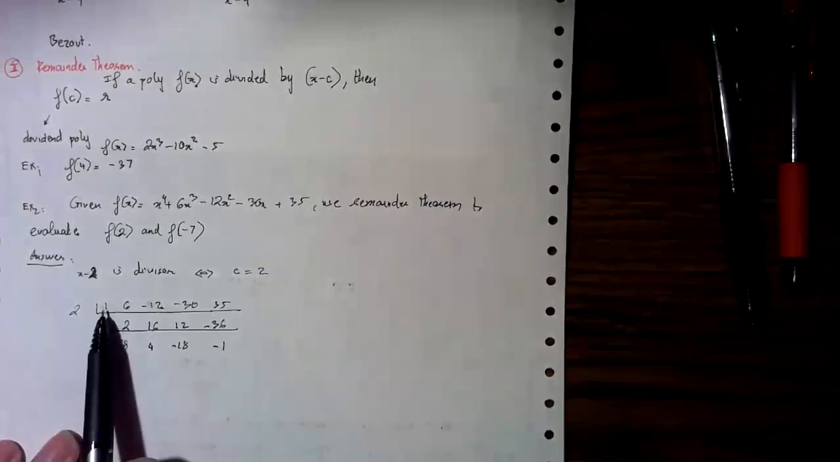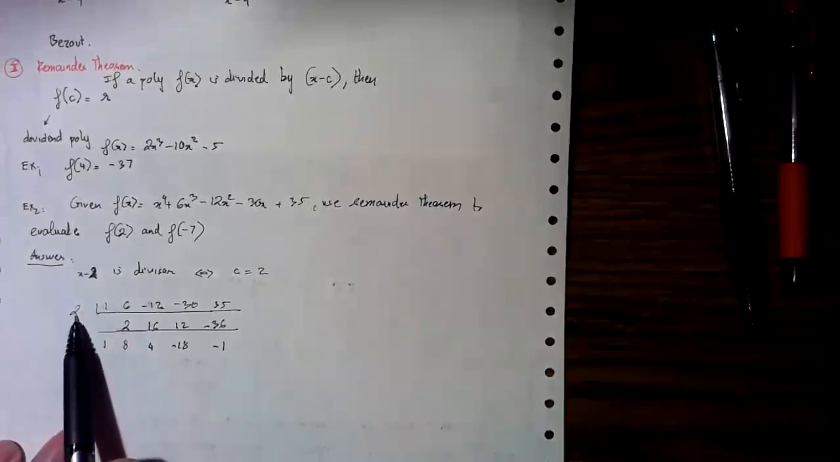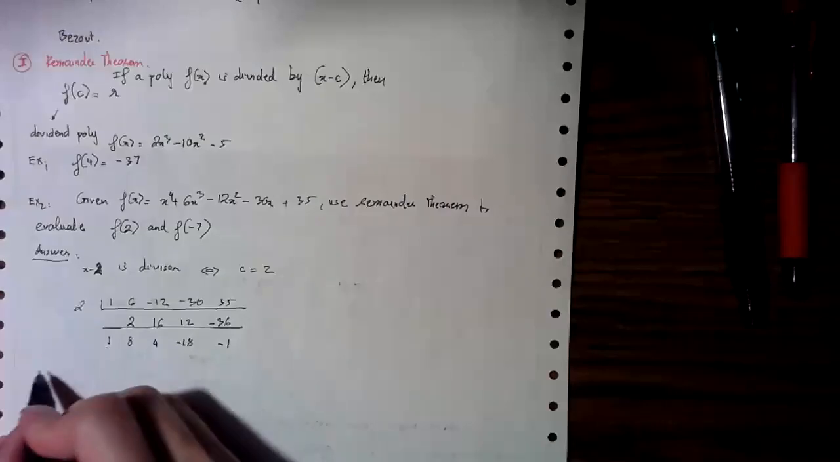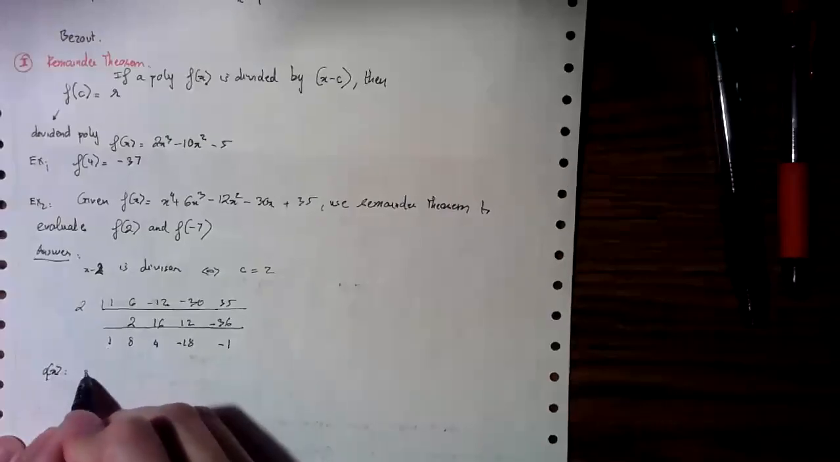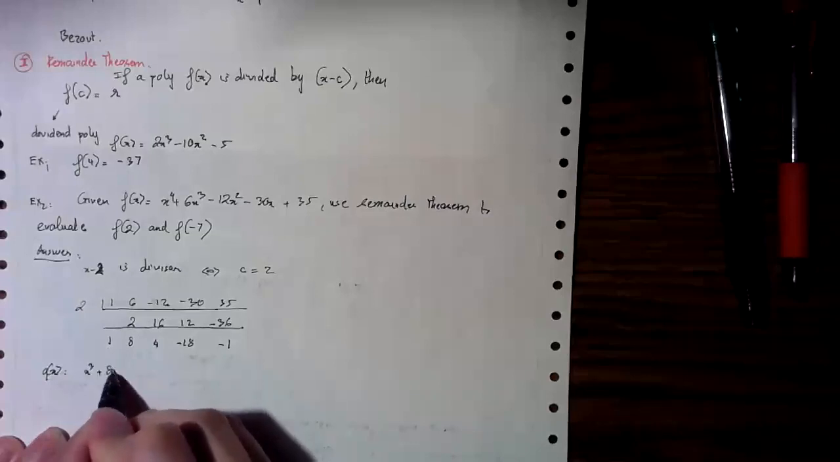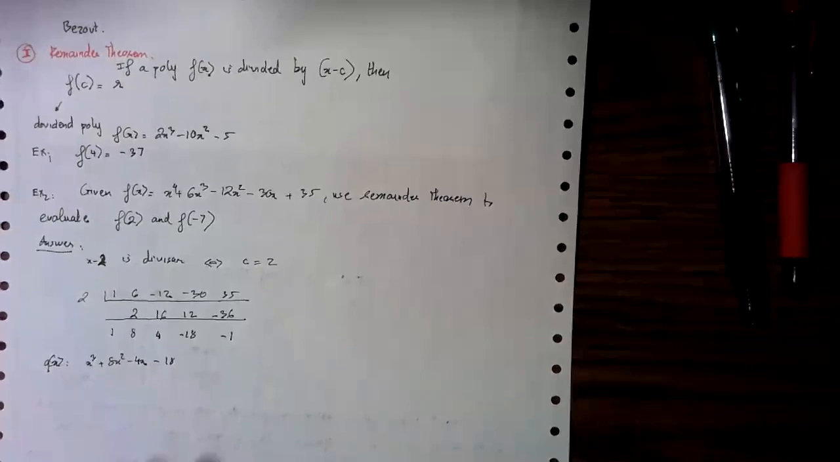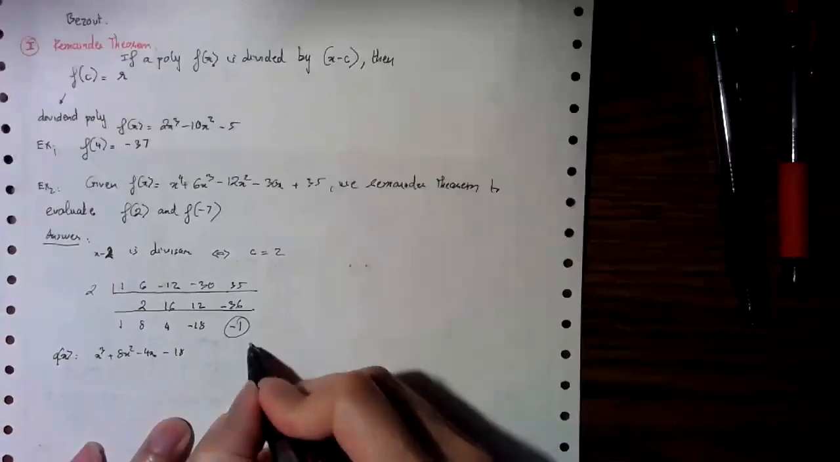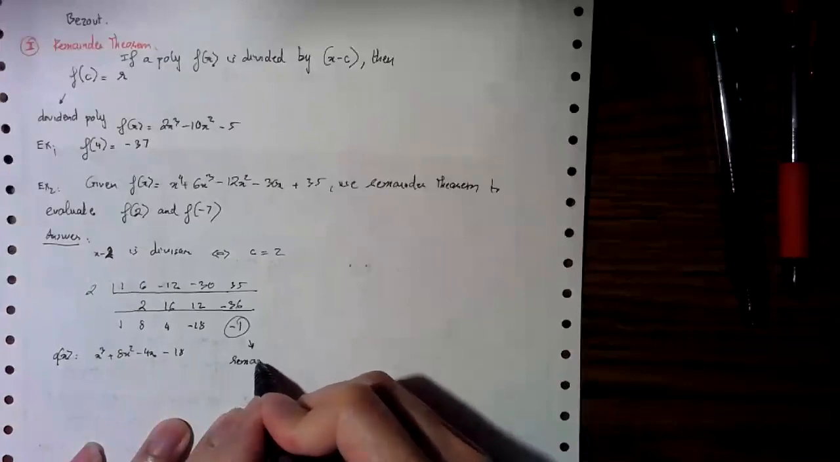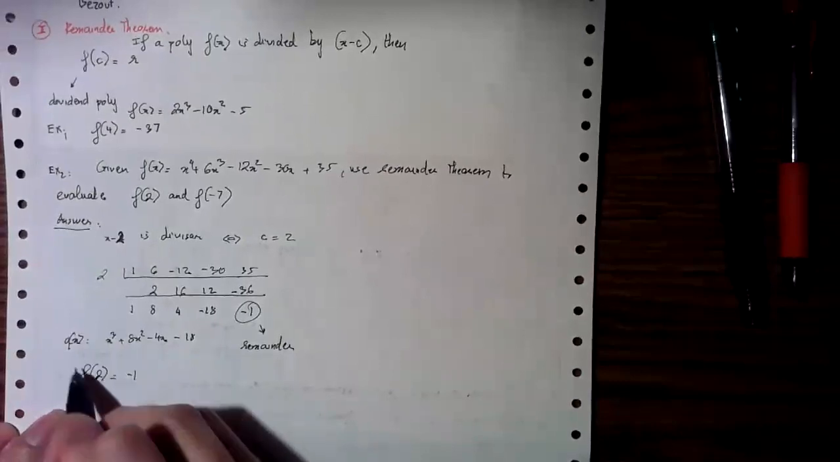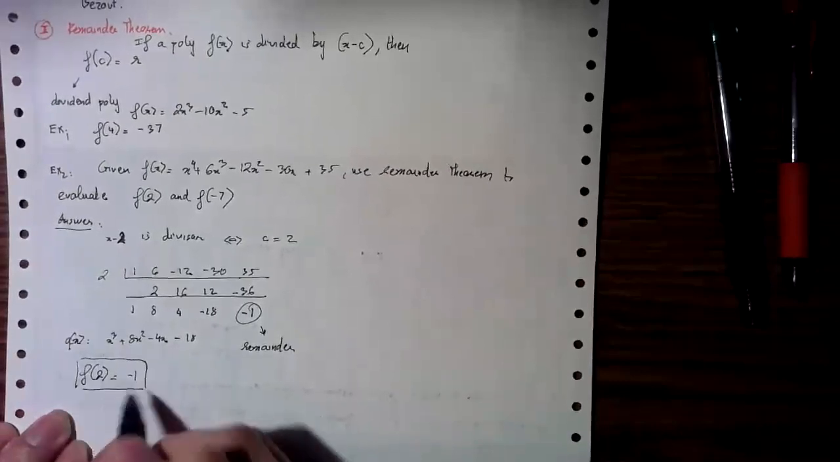So look at that. You have the 4th degree, and you divide by the 1st degree, so the quotient must start with the 3rd degree. So the quotient is x to the third plus 8x squared plus 4x minus 18, and the remainder is -1. And if the remainder is -1, by using the remainder theorem, I can write f of 2 equals -1.